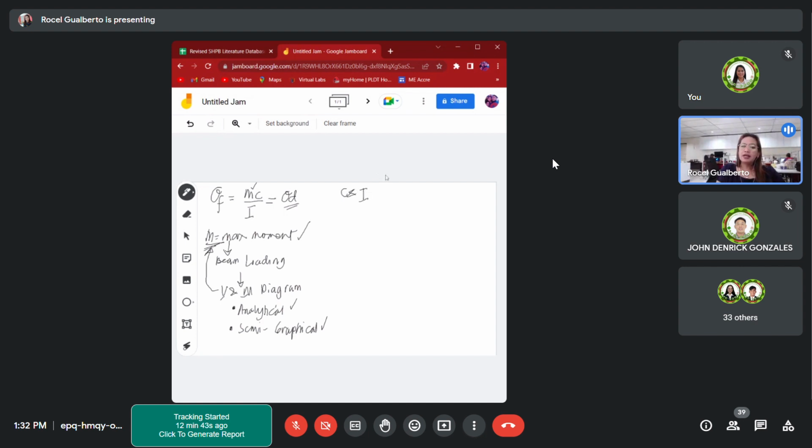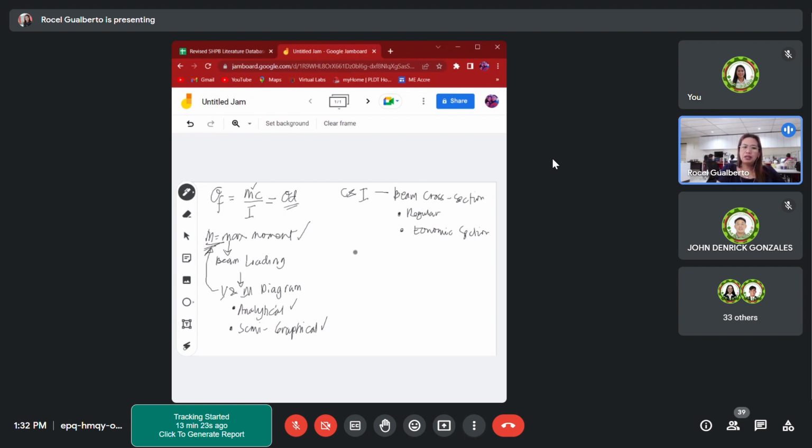So, for C and I, this is taken from the beam cross-section. Doon natin makukuha from the beam cross-section. Halimbawa po, yung cross-section niya is rectangular, triangular, circular. Yung beam cross-section po na yan, there are two types. One is a regular cross-section, and the other one is an economic section. So, ano po yung pinagkaiba ng dalawa?